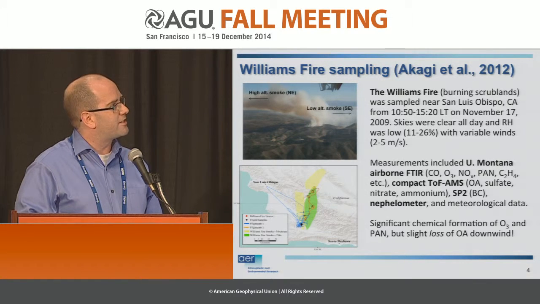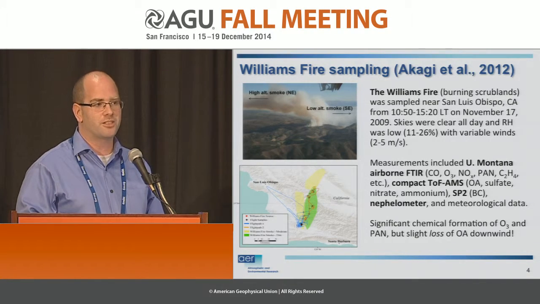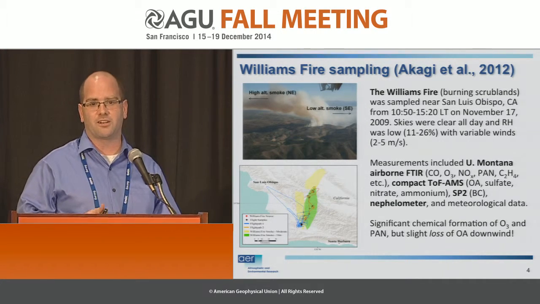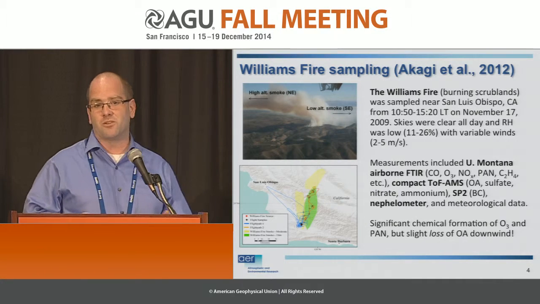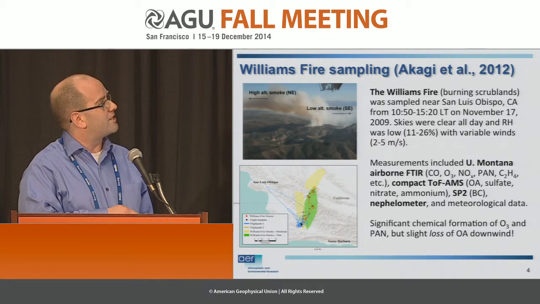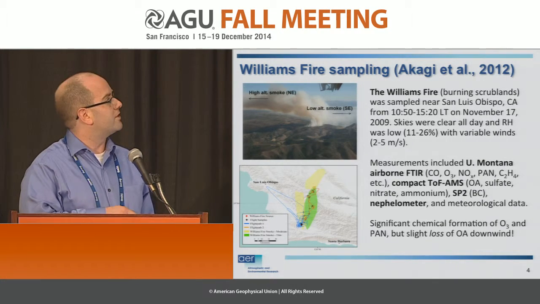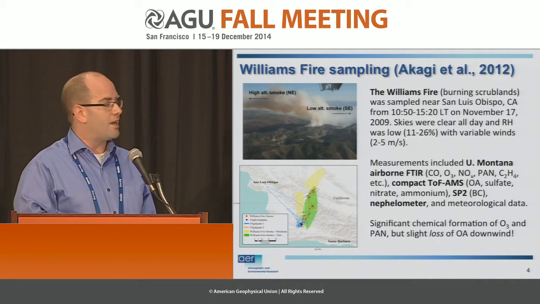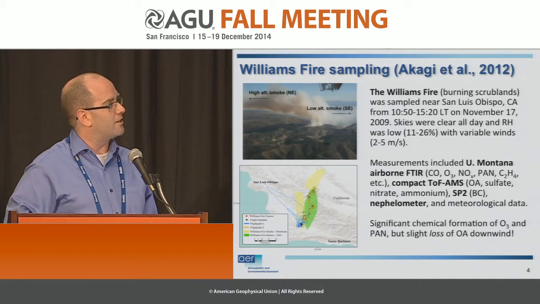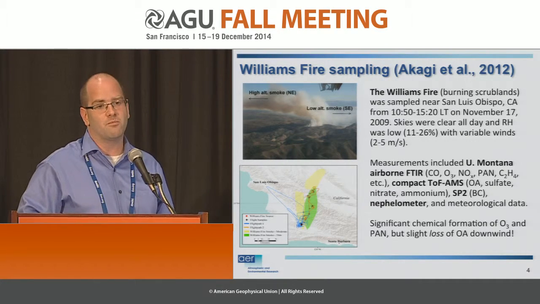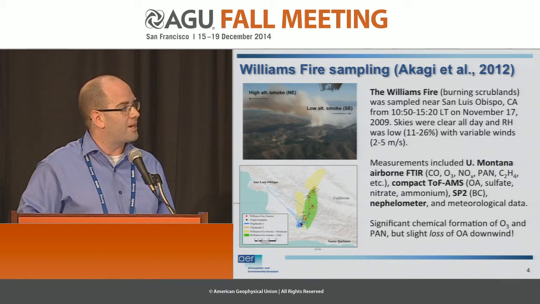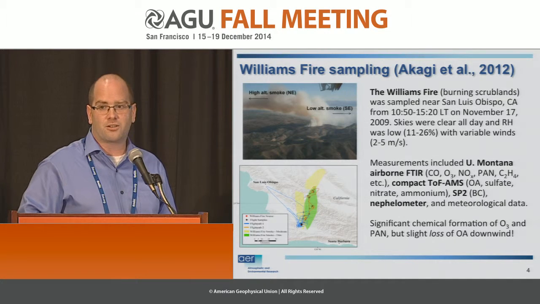And this is a really nice case study to look at because first, the skies were clear all day, so we really don't have to worry about clouds impacting our photolysis rates. The relative humidity was low, so we don't really have to worry about aqueous chemistry. And the smoke plume was relatively isolated from other pollution sources, as you can see in the figure here. Now, the Twin Otter sampled the plume several times, as you can see in the map down here, and the instruments included the University of Montana Airborne FTIR system for gas phase measurements, and a compact time of flight AMS and SP2 for aerosol composition.